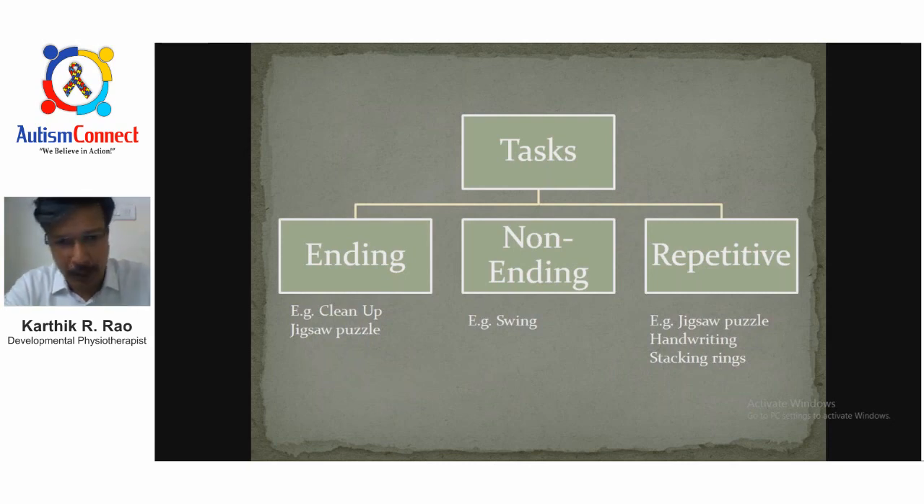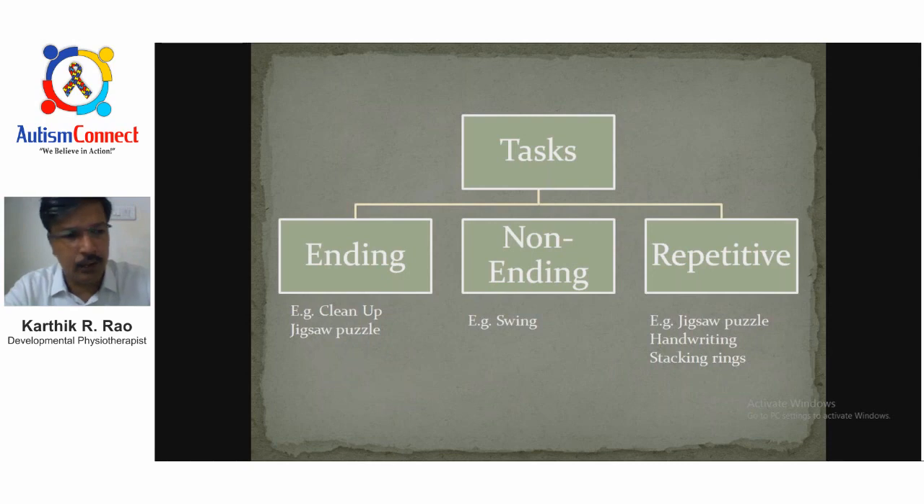Now, for that to happen, and for a child with special needs who has limited understanding, both in terms of intelligence as well as in terms of language, it is important that the child knows when the task is going to get over. So, we try to understand task as three types. Any task in the world, we can always fit into these three categories. There are tasks that are ending, there are tasks that are non-ending, and there are tasks that are repetitive in nature.